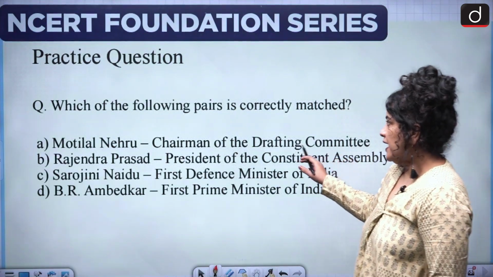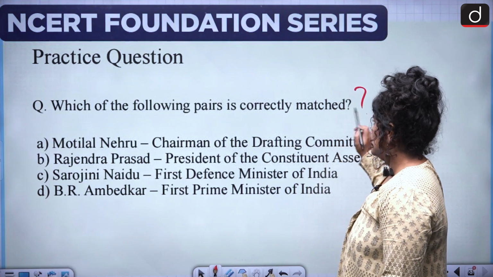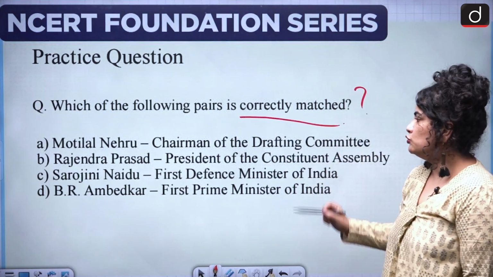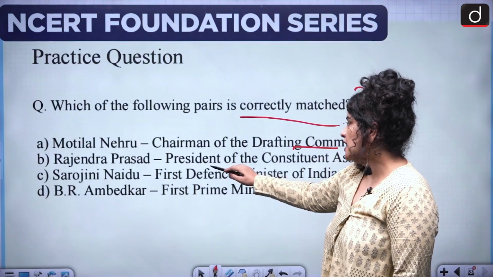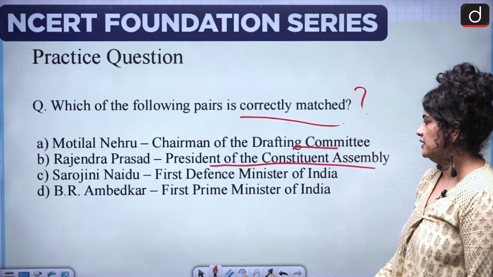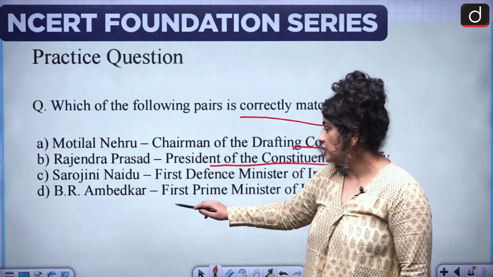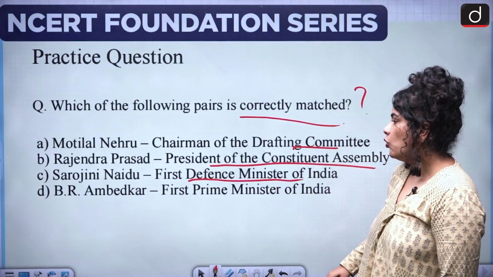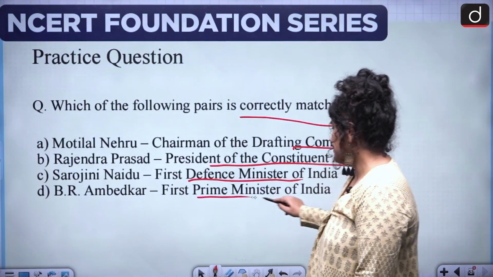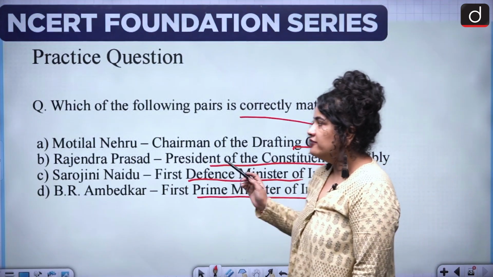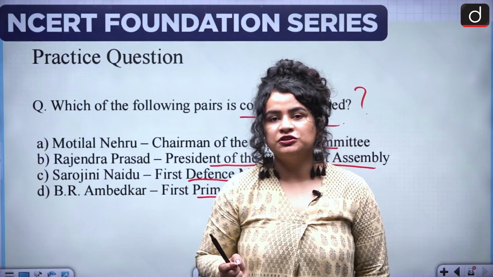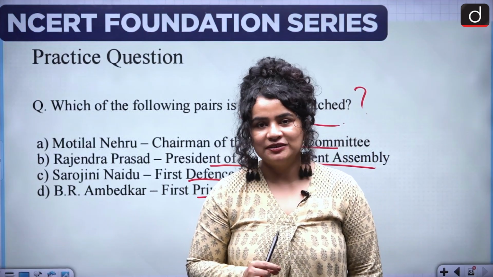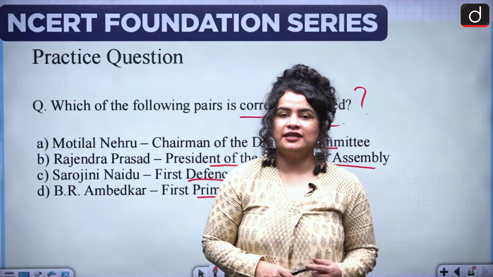Which of the following pairs is correctly matched? A. Motilal Nehru, the chairman of the drafting committee. B. Rajendra Prasad, president of the Constituent Assembly. C. Sarojini Naidu, first defense minister of India. Or D. B.R. Ambedkar, first prime minister of India. You have to tell me which of these options is correct and send your answers in the comment section.